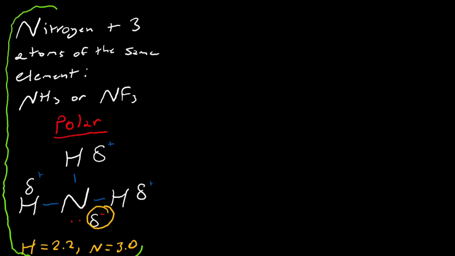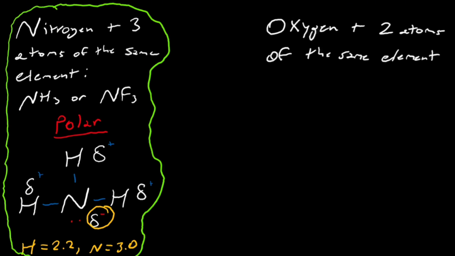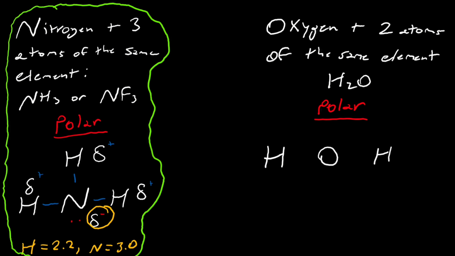Another one of these exceptions is when oxygen is bonded with 2 atoms of the same element. For example, H2O, water, will always be polar. You see, a good chemistry student would draw a water molecule like this, with hydrogen on either side of this oxygen. And this looks good, seeing as the molecule is balanced, and not knowing that this molecule is supposed to be polar, this wouldn't bat an eye.